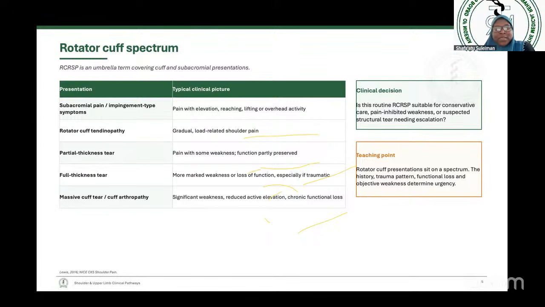So the basic teaching here is that rotator cuff presentations sit on a spectrum. The history, the trauma pattern, functional loss, and objective weakness determine the urgency. I'm talking as per FCP. So definitely in FCP, what we're looking at is red flags. Is it something that we can treat as MSK? If not, then what next?